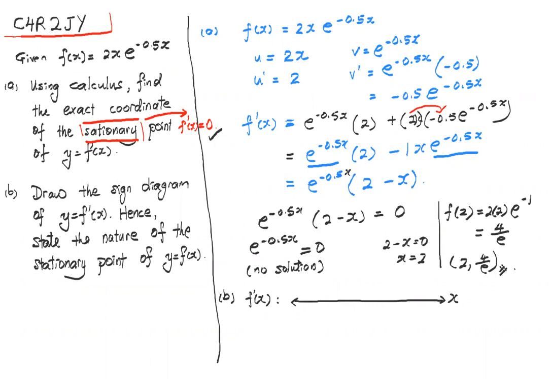Okay, from part A, we know that when x equals 2, f prime x equals 0, correct? So I mark the 2 here. Now this value of 2 divides the x-axis into 2 sections. So how am I going to know the sign of f prime x without the graph? Last Friday, we used the graph. So today, how do we get the value of f prime x without using the graph?